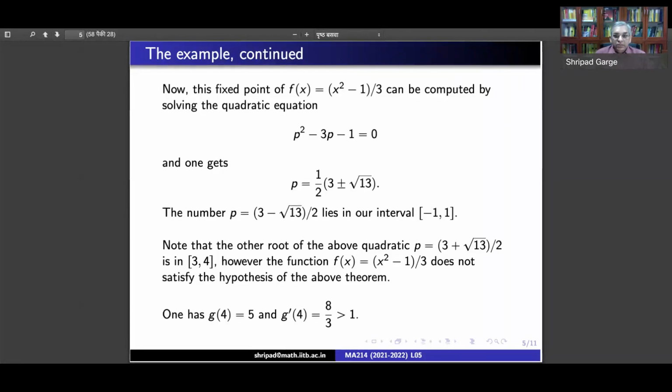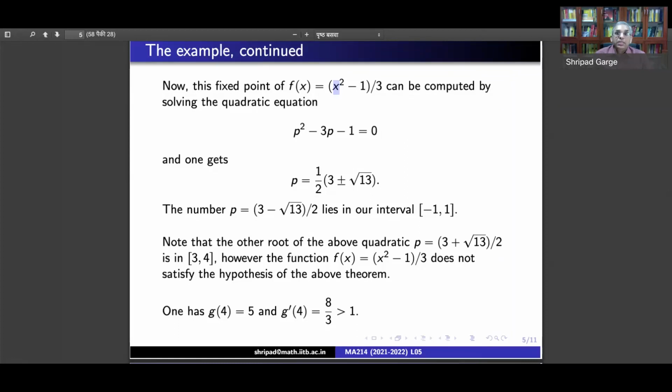In fact, there you will see that it should not be G, it should be F. G of 4 is 5, because if you put x equal to 4, you will see that 4 square minus 1, which is 16 minus 1, which is 15 by 3, that is 5. So already G of 4 is 5.